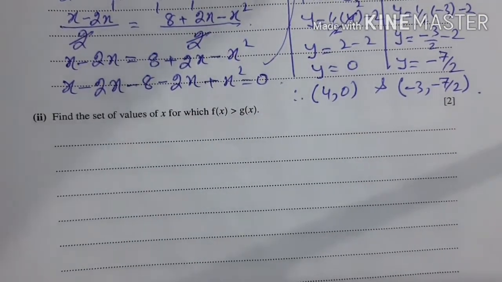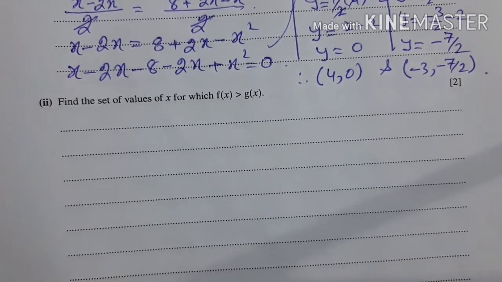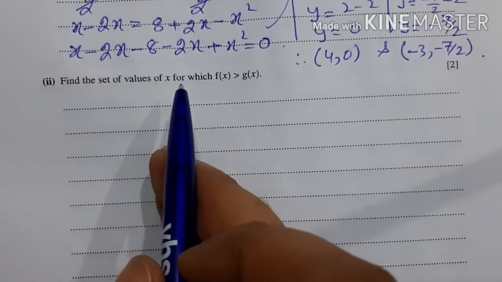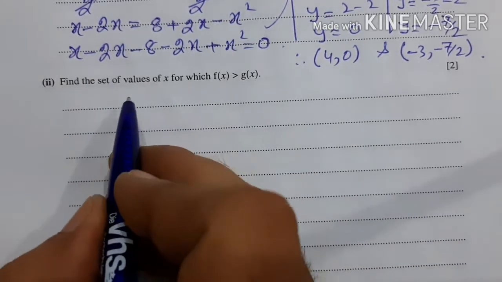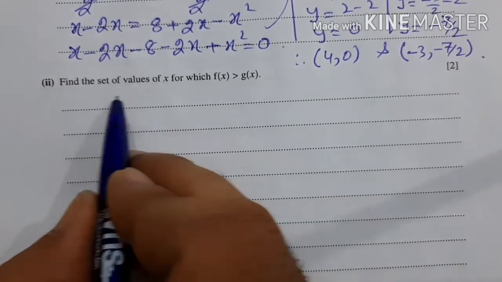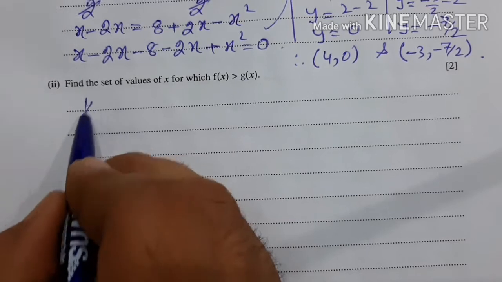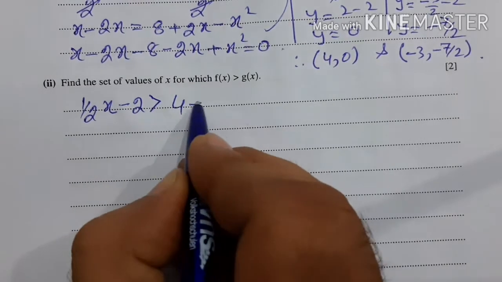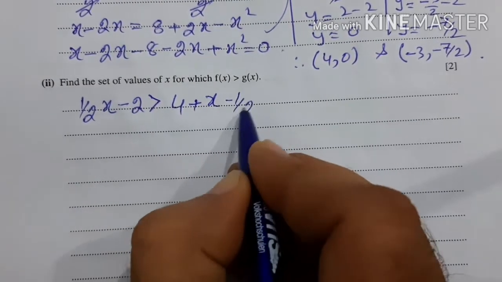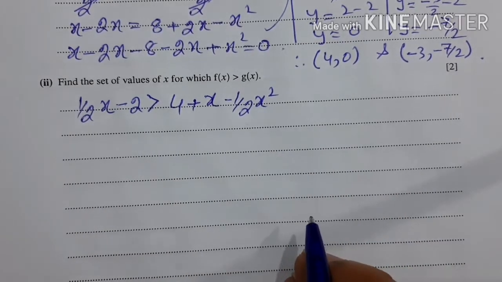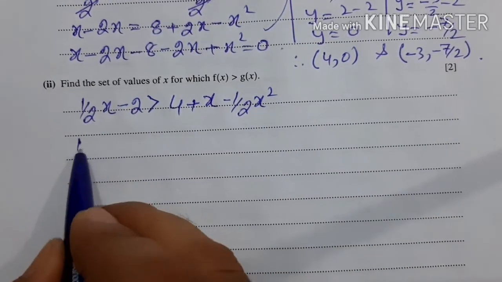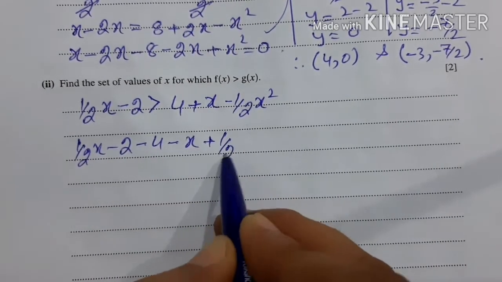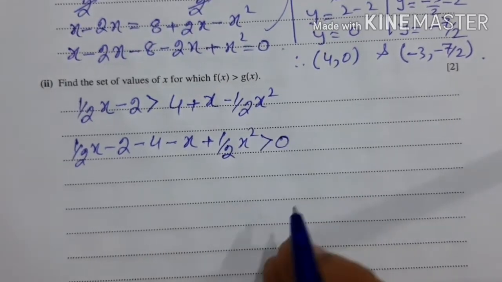Part 2. Find the set of values of x for which f(x) is greater than g(x). Okay. f(x) is greater than g(x) means f(x), 1 by 2 x minus 2, is greater than g(x), which is 4 plus x minus 1 by 2 x square. So take everything on the left side, it will become 1 by 2 x minus 2 minus 4 minus x plus 1 by 2 x square is greater than 0.